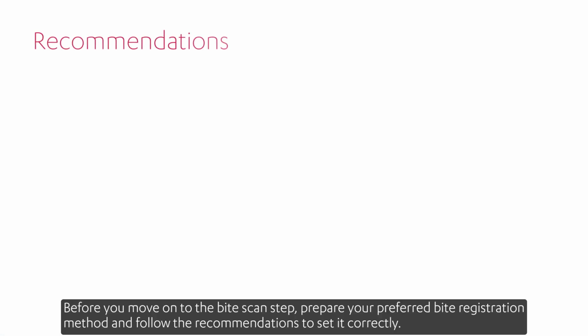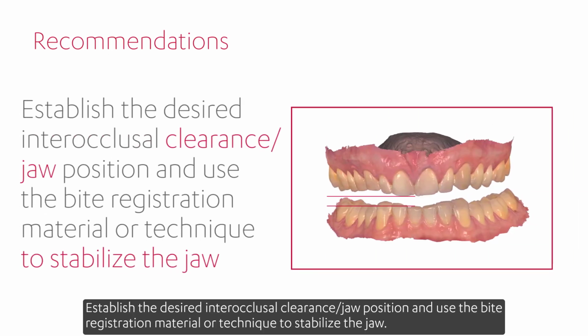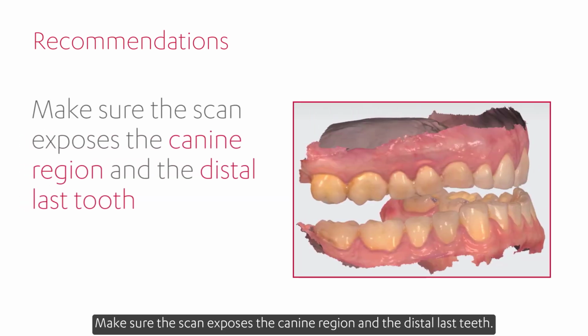Before you move on to the bite scan step, prepare your preferred bite registration method and follow the recommendations to set it correctly. Establish the desired interocclusal clearance and jaw position, and use the bite registration material or technique to stabilize the jaw. Make sure the scan exposes the canine region and the distal last tooth.